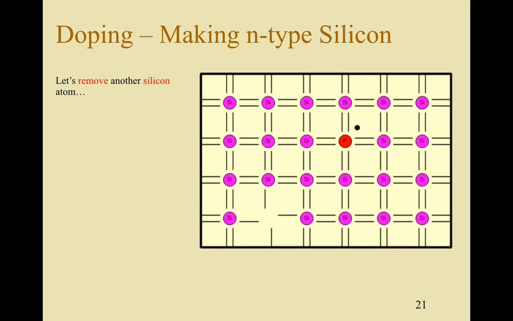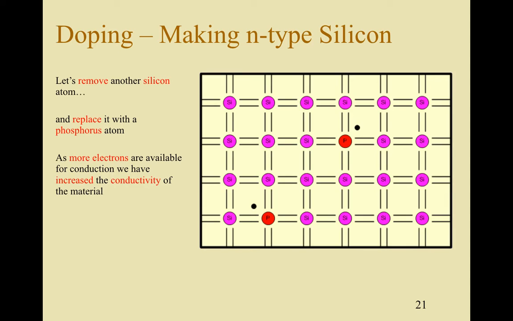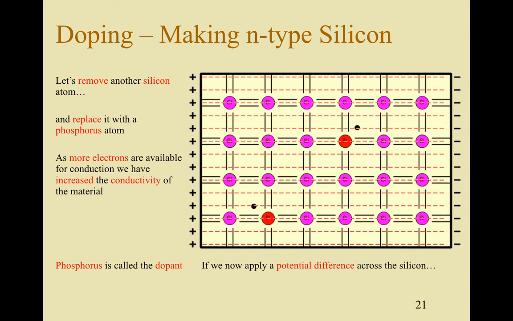Now if you do it again, dope it some more, we have more electrons available for conduction. So again, the conductivity is increased. Phosphorus in this case is called the dopant. It's the element that's added to increase the conductivity. Let's apply a potential difference across it. Then what would happen here is the electron would travel to the positive terminal or positive plate. As a result, there's a current flowing.